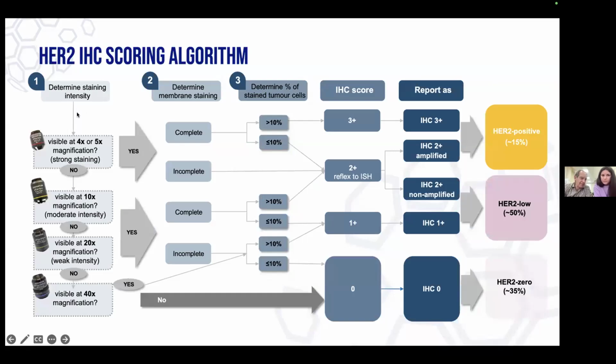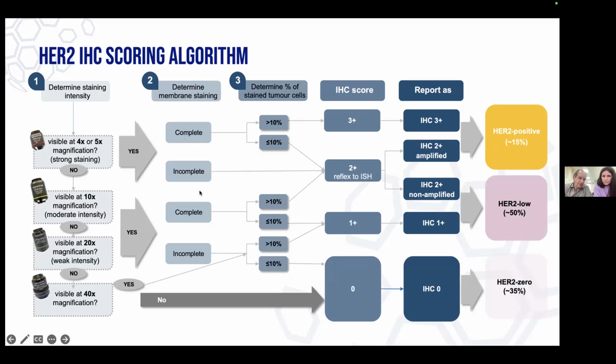So first of all, determine the staining intensity. If you see strong membrane staining at low power, that means 3+ in our pathologist world, not IHC 3+, but 3+ in strong staining. And then you think, is it complete? Is it incomplete? If it's complete, apply the 10% rule. More than 10%, 3+ means IHC positive, HER2 positive. If it's incomplete, or less than 10%, you call it 2+ and you need to do ISH.